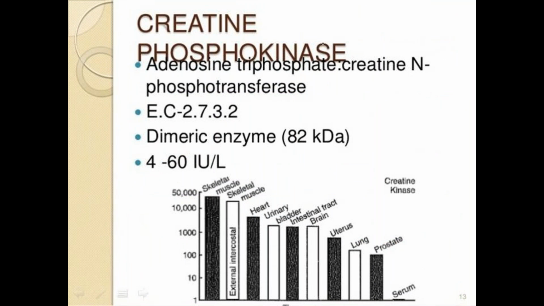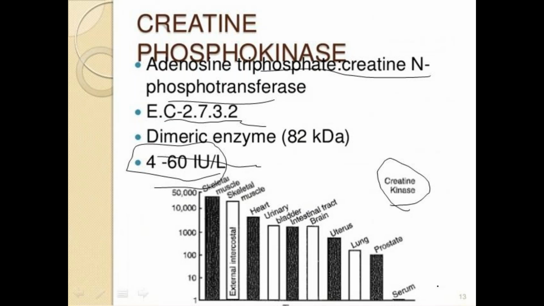And next, coming to creatine phosphokinase, this occurs in the form of adenosine triphosphate creatine N phosphotransferase. Okay, and the enzyme commission classification is 2.7.3.2, and it is a dimeric enzyme. Its concentration is in the range of 4 to 60 international units per liter. This creatine kinase is mainly present in serum, prostate, lungs, uterus, brain, intestinal tract, urinary bladder, heart, skeletal muscles.